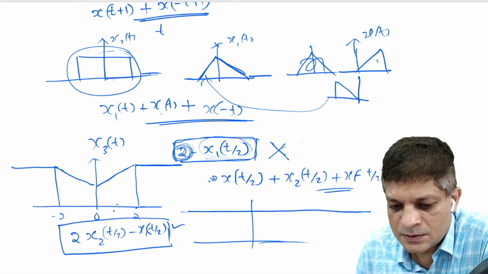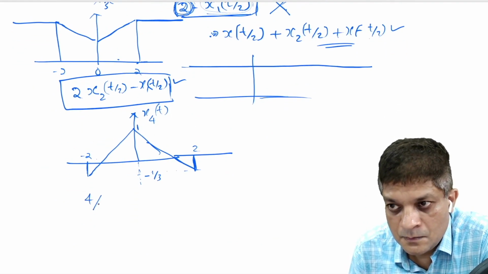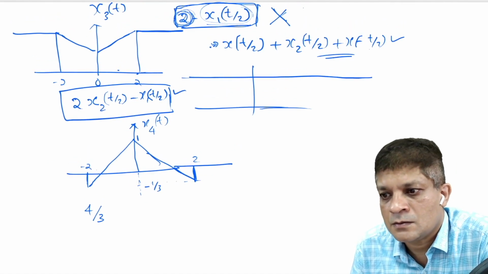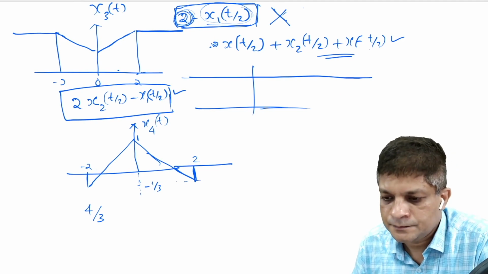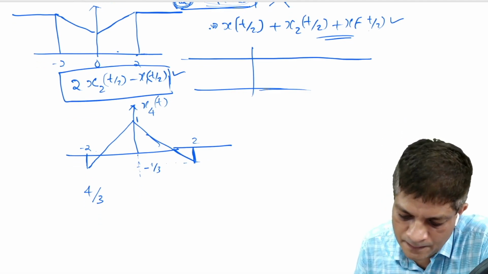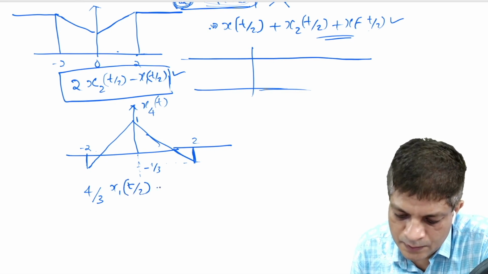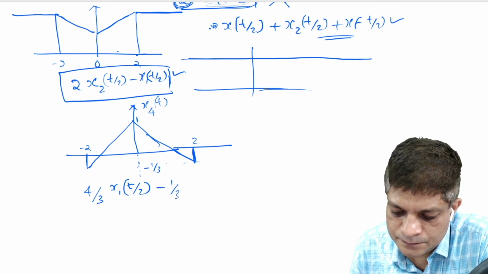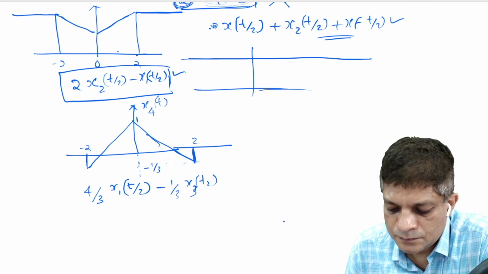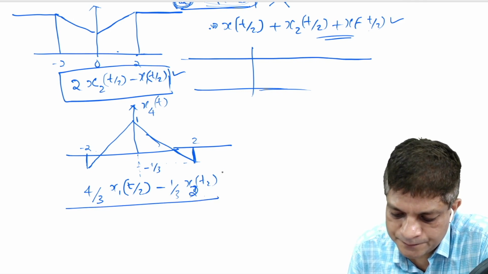Okay, now please try x4(t). So 4/3 x1(t/2) minus 1/3 x2(t/2). Just a minute. So 4/3 x1(t/2) minus 1/3 x2(t/2), x3(t/2). So x2(t/2), yeah, that constant term.